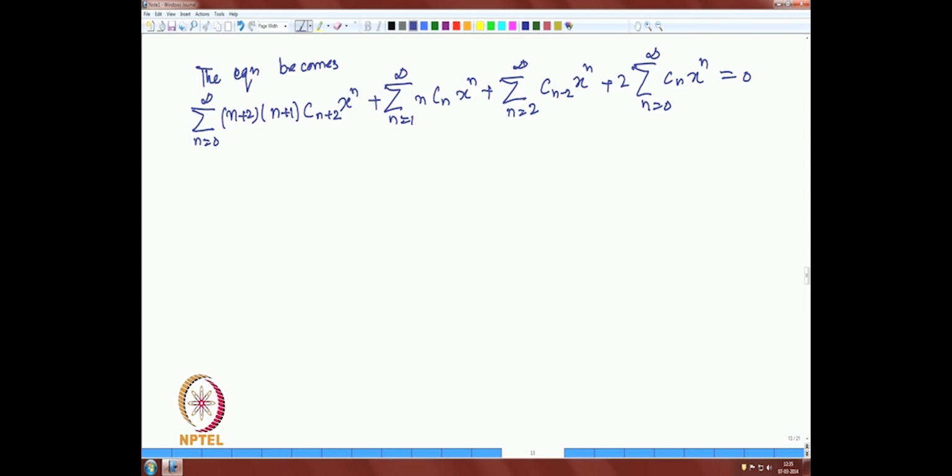Now we want to make some common range. Since the summations are not uniform, one is starting from 2 to infinity, another one is 1 to infinity, other one is 0 to infinity. The common summation range is 2 to infinity. So the other terms we can separate out. For example, in the first term, the cases n equal to 0 and n equal to 1 can be separated out.